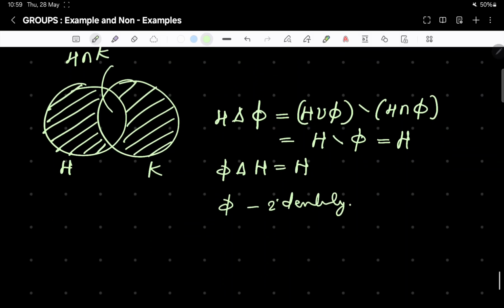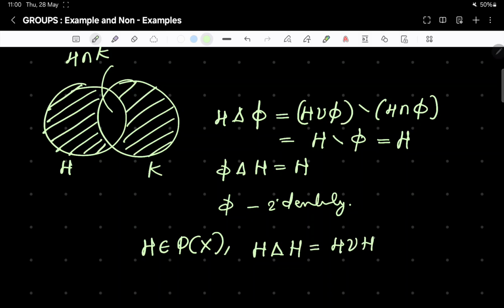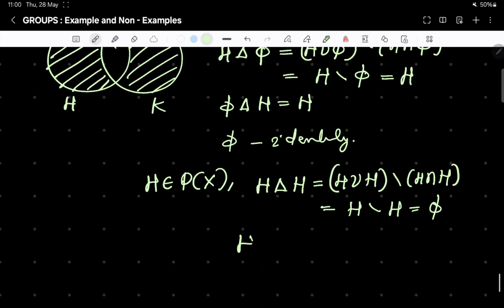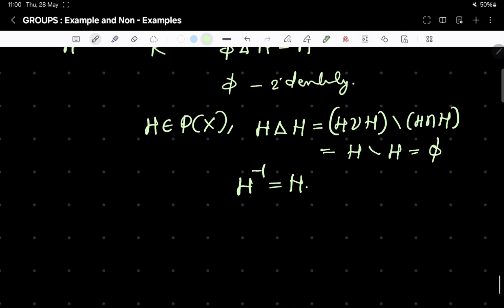Now how do you get back the identity? What is the inverse? If you are given an H in the power set of X, what is the inverse? To get the inverse, try H symmetric difference H itself. What you get is H union H minus H intersection H. H union H is H itself, H intersection H is H itself. What do you get? Phi. So the inverse of H is H itself.